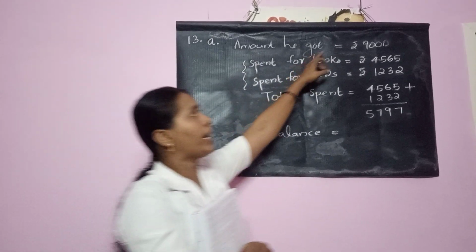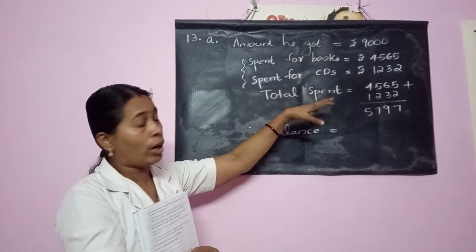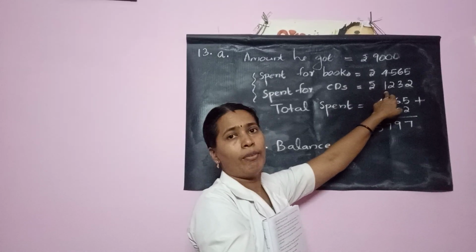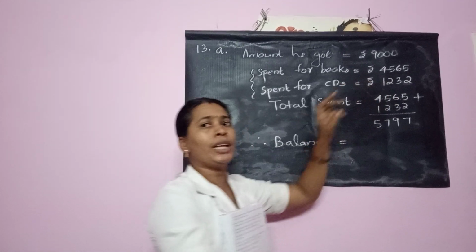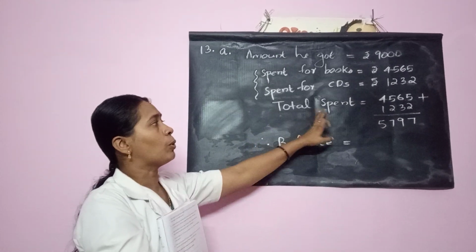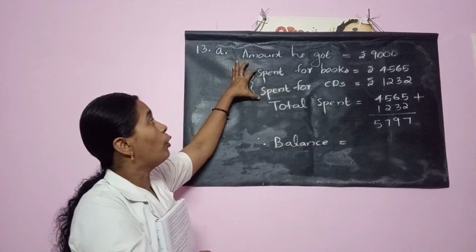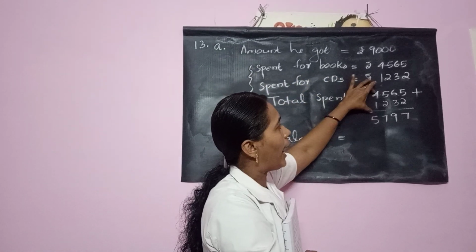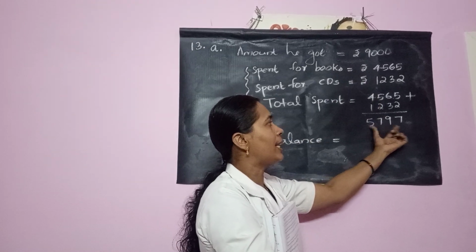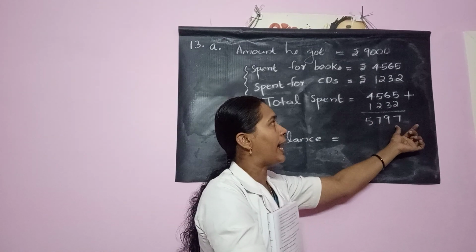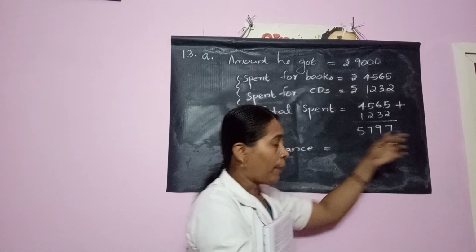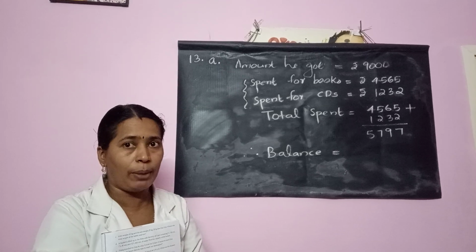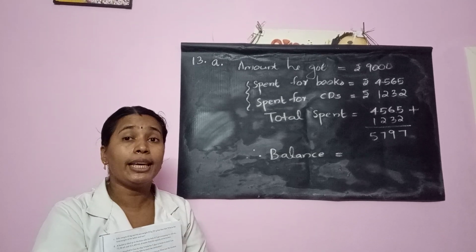Okay, he got 9,000 rupees. He went to a store and he bought some books for this much rupees and some CDs for 1,232. So first we have to find out how much rupees he spent for these two items. So we have to add these two and we will have an answer, 5,797. Okay, but they asked you what is the amount of money left with him. Now how much amount he has.